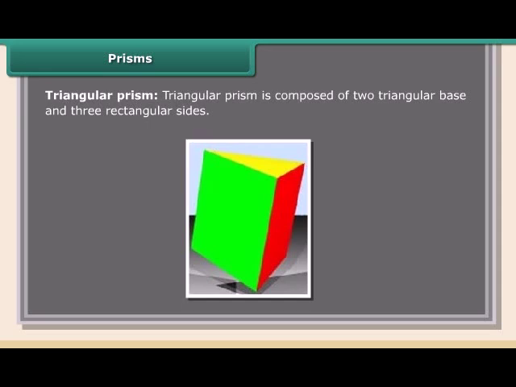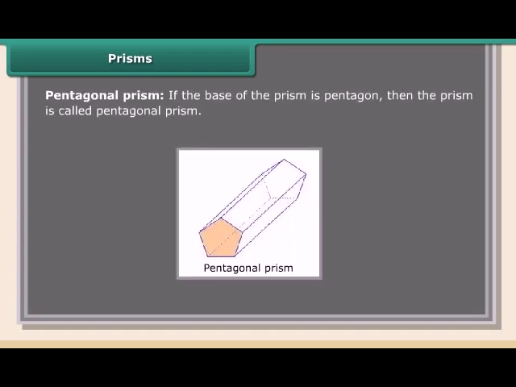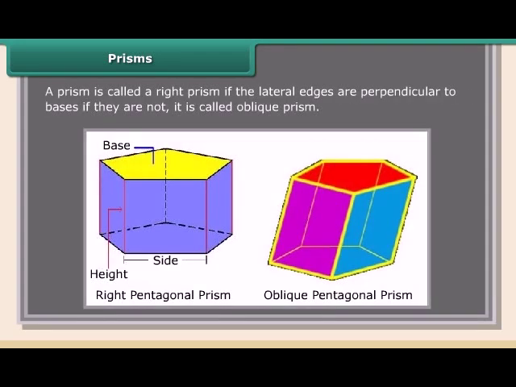Triangular prism: a triangular prism is composed of 2 triangular bases and 3 rectangular sides. Pentagonal prism: if the base of the prism is a pentagon, then the prism is called pentagonal prism. A prism is called a right prism if the lateral edges are perpendicular to the bases. If they are not, it is called oblique prism.